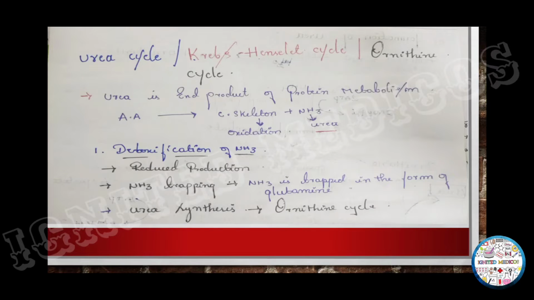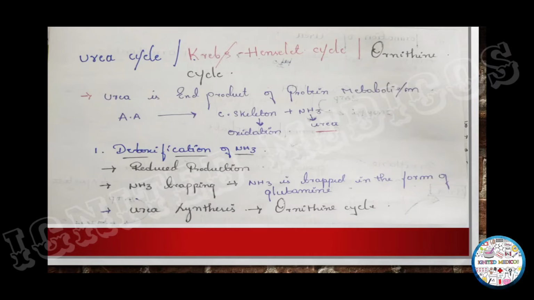As we all know, urea is the end product of protein metabolism. Whatever amino acids are present will be converted, in the catabolic reaction, to a carbon skeleton and ammonia. This carbon skeleton will undergo oxidation to produce ATP, and we'll get energy from it. The toxic compound is the ammonia. This has to be converted into urea and eliminated from our body.